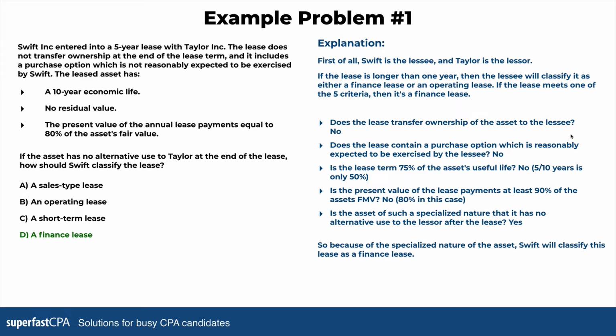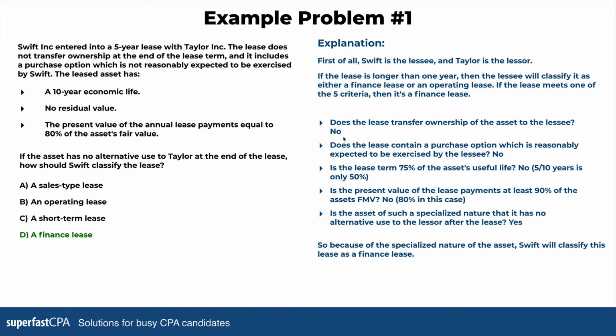First of all, Swift is the lessee in this case, and Taylor is the lessor. If the lease is longer than 1 year, then we know it's going to be either a finance lease or an operating lease. So there are 5 criteria when you're evaluating a lease. If it meets one of the 5 criteria, then it is a finance lease, and if it doesn't meet any of the 5 criteria, then it would be an operating lease for the lessee.